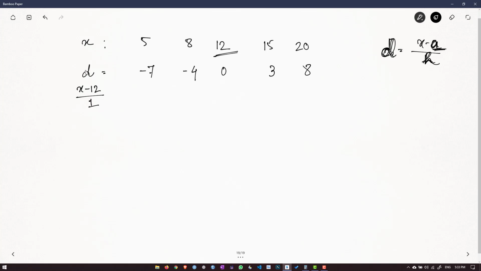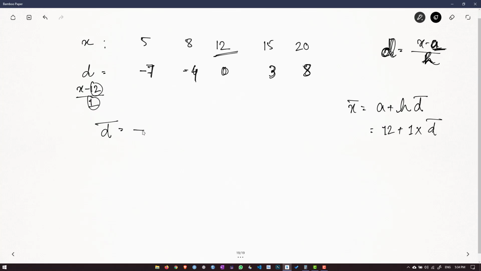Right? So our new values are d: minus 7, minus 4, 0, 3, 8. Now we need to find d bar, because our ultimate objective is to find x bar equal to a plus h times d bar. We have decided the value of a, we have decided the value of h. So this is 12 plus 1 into... the only thing that we don't know is d bar.